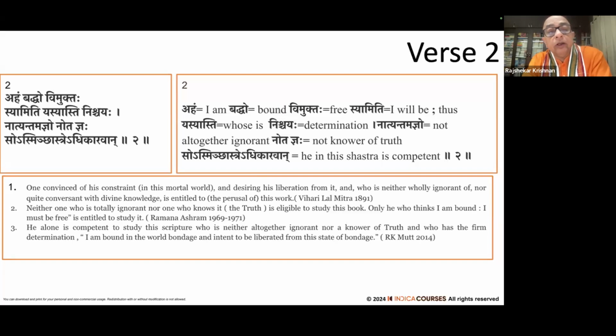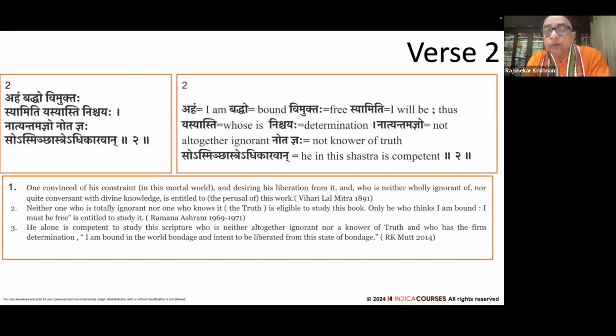Neither one who is totally ignorant nor one who knows the truth is eligible to study this book. Only he who thinks, I am bound, I must be free, is entitled to study it. He alone is competent to. This is from the Ramana Ashram, by one of the Swamis there. It came in their magazine called The Mountain Path way back in 1969. And of course, the 223 shlokas were serialized for a period of two years, as you can see there.